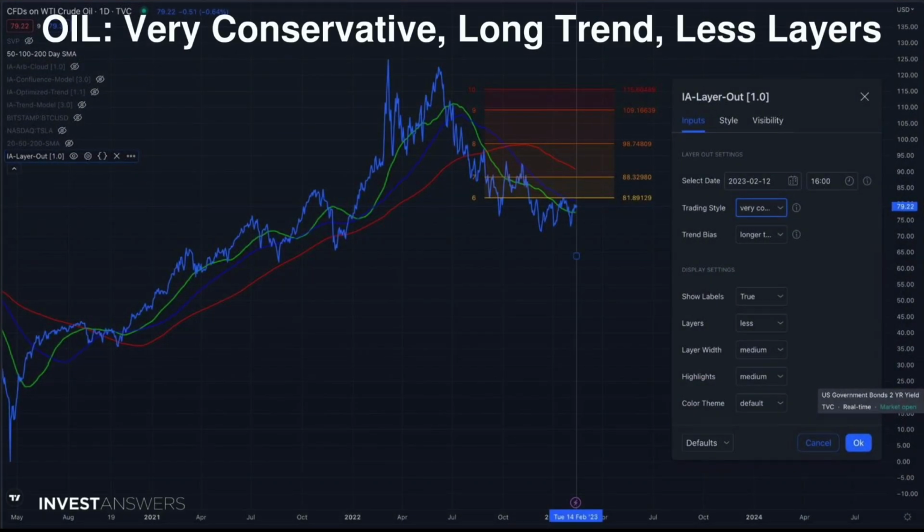Now, oil, very conservative, long trend, less layers. You can see here my range for oil, $81 to exit all the way up to about $113. That's where I see it going over time, especially as we go into recession, the demand for oil will be down. And that doesn't mean the oil price can't fall to $60. Definitely can. And that could be a good place for a bottom.